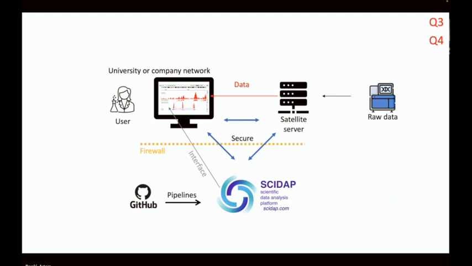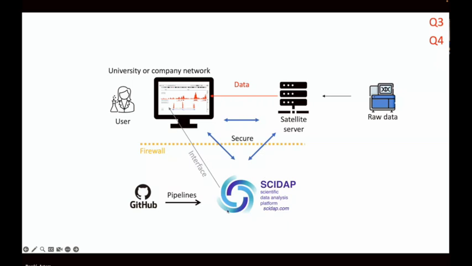One more thing before I go to the pipeline, to the platform itself, is how the architecture of SciDAP works. In order to access SciDAP, you use your browser and go to the SciDAP.com website. After you log in, you will be connected to what we call a satellite server. This satellite server, in the case of CCHMC, is actually on the CCHMC cluster. And this way, Datirium is not getting your data.